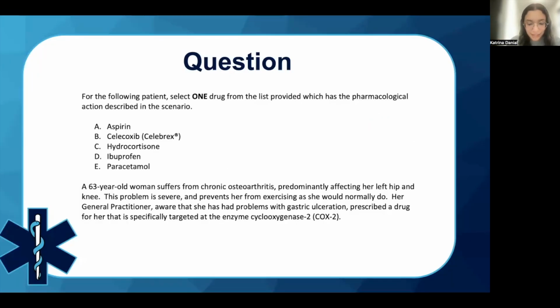Oh, it hasn't mentioned the answer, but this is B, Celebrex. Okay, because it's a selective COX-2 inhibitor, so it's less likely to cause problems with ulcers in the stomach.